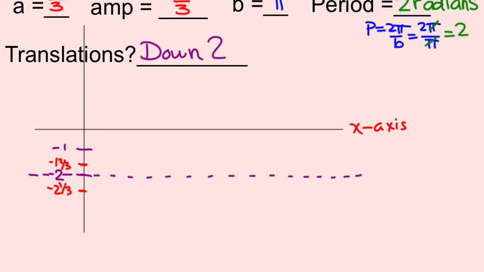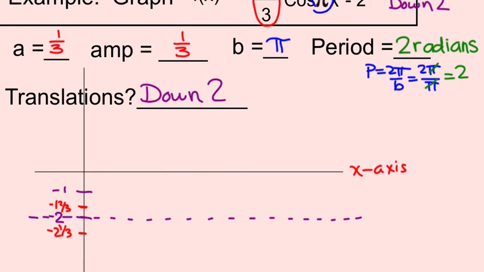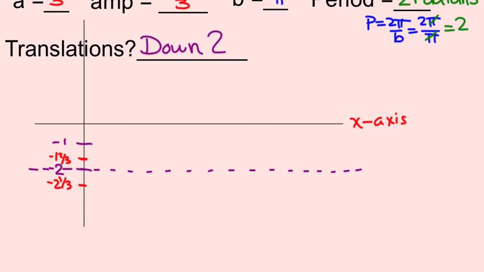Now I find my period. My period is 2 radians. So I start at 0, I'm just going back to the axes, and I finish it at 2 radians. Halfway between 0 radians and 2 radians is 1 radian. Halfway between 0 and 1 radian is 0.5 radians, or half of a radian. And then halfway between 1 and 2 radians is 1.5 radians.